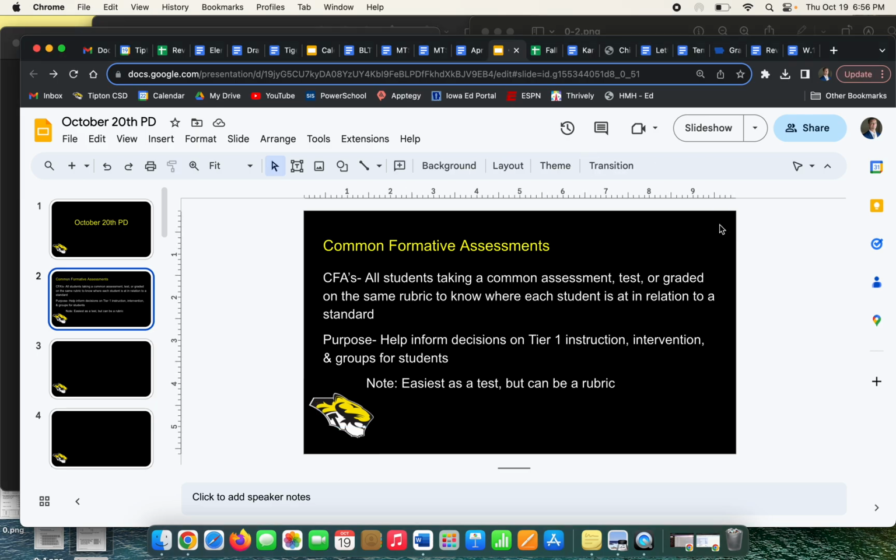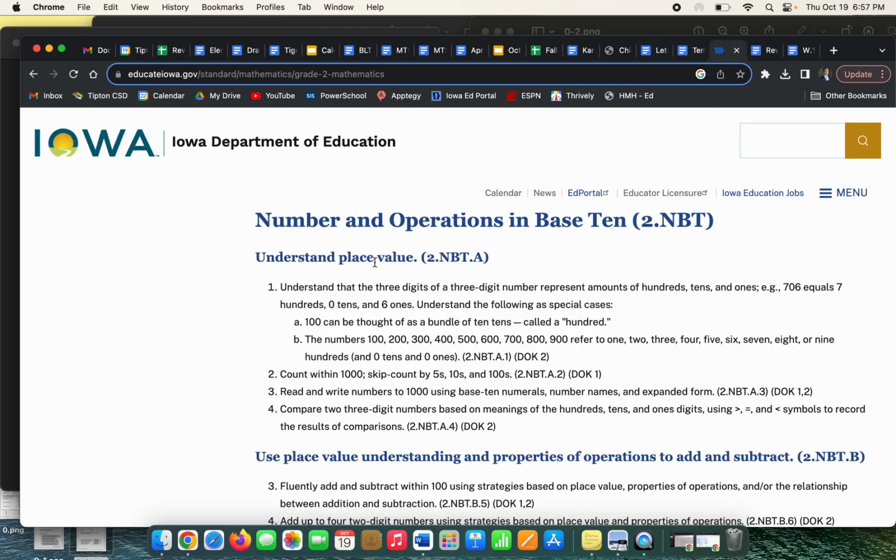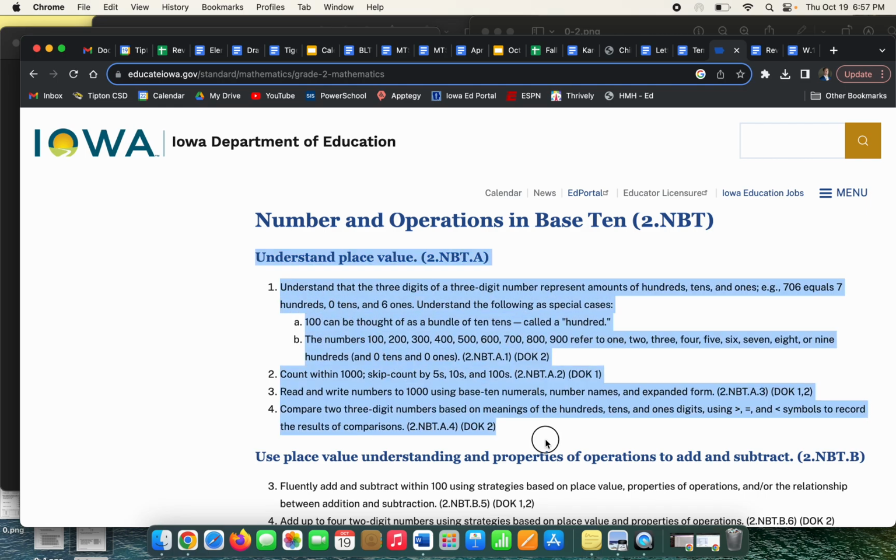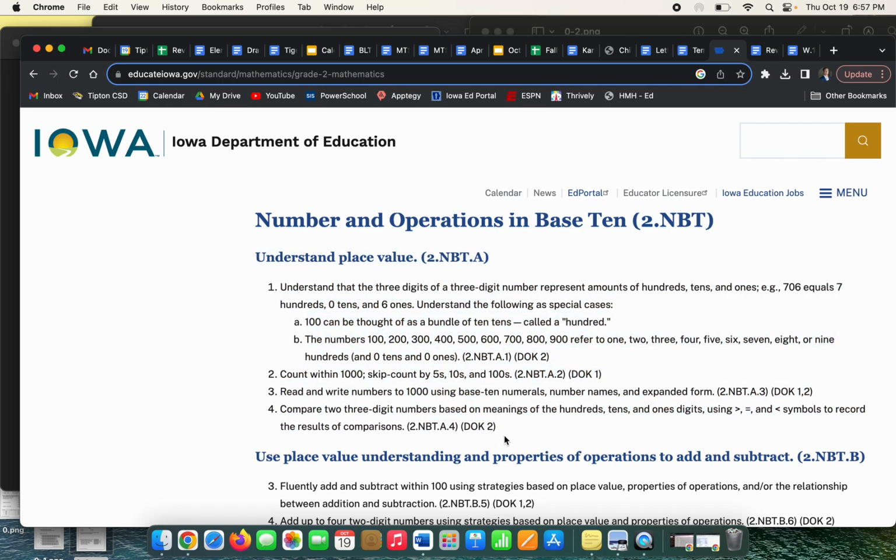So, when we talk first of what common formative assessments are, or CFAs, all students are taking the same common assessment, test, or graded on the same rubric to know where each student is at in relation to a particular standard. The standard that we're going to talk about first is number and operations in base 10 for second grade. So we'll talk through understanding place value in these four standards here shortly.